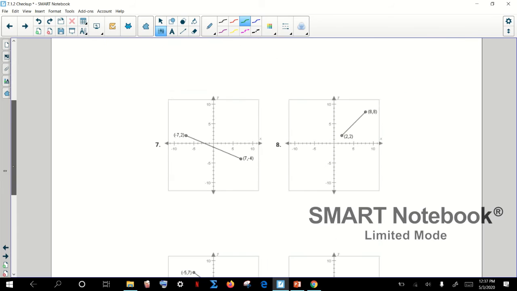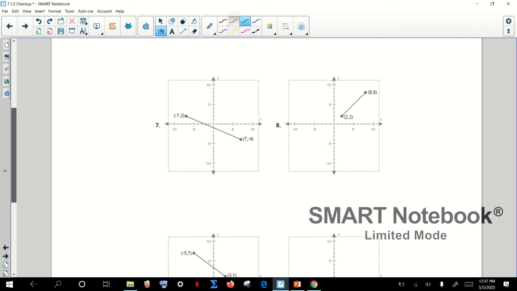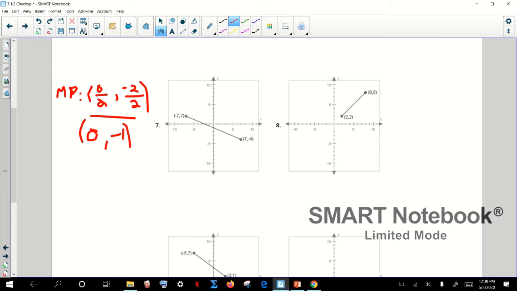Alright, we're getting back to diagonal segments. This is where we have to actually take the average of the x and the y values. Alright, so let's find that. Negative 7 plus 7 is 0, 0 divided by 2. 2 plus negative 4 is negative 2, so we have negative 2 divided by 2 for our y value. 0 divided by 2 is 0. Negative 2 divided by 2 is negative 1, so there's our midpoint.